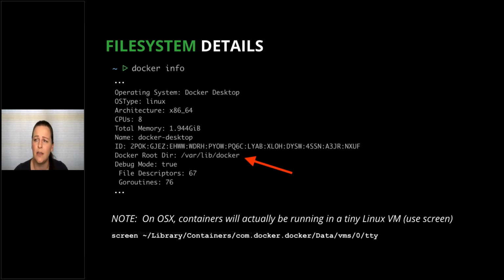Note that if you're on a Mac, which I am, your containers are actually running in a tiny VM. So you're going to need to use screen or some tool like that to get in there and get to the Docker root directory to look around. If that command is new to you, definitely Google Mac screen. Get familiar with it first, because it will mess up your text display pretty good if you don't enter and exit it in the correct way.